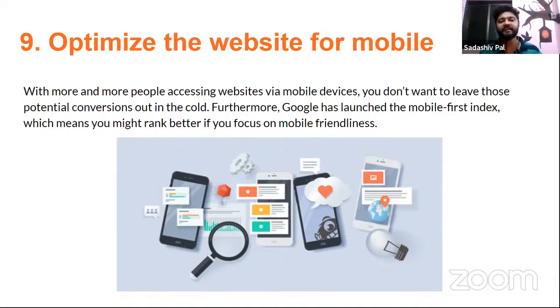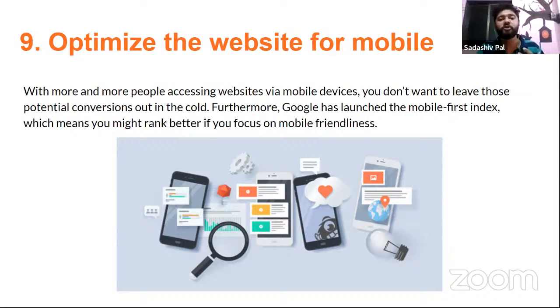As per the latest research conducted by Google, people usually use their mobile phones for checking updates and browsing content. Almost 65% of the queries on Google come from mobile users. With more and more people accessing websites via mobile devices, you don't want to leave those potential conversions, which can be done through mobile. That's the reason we have to optimize the website for mobile usability as well.